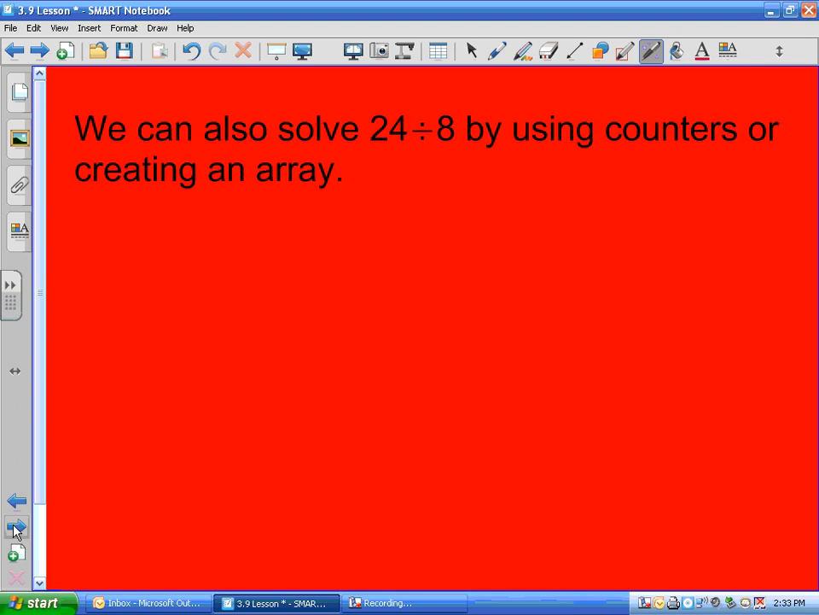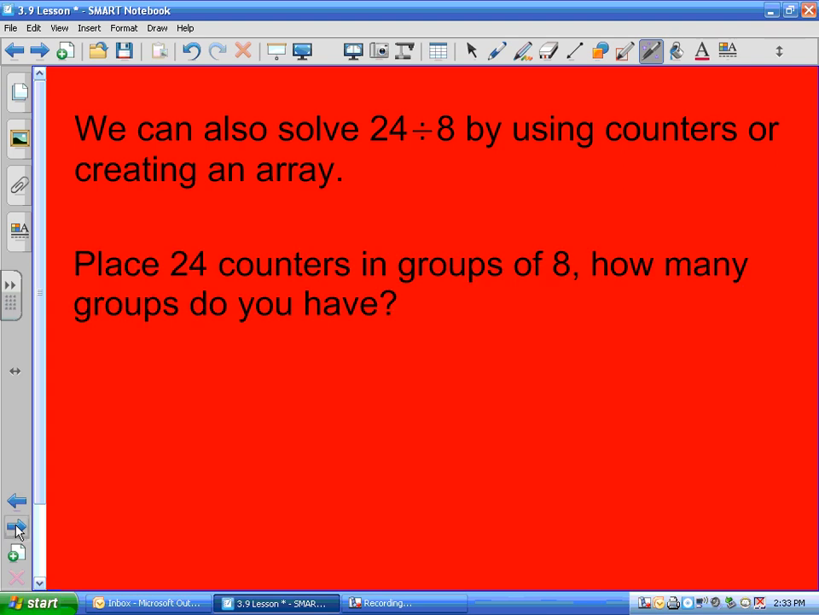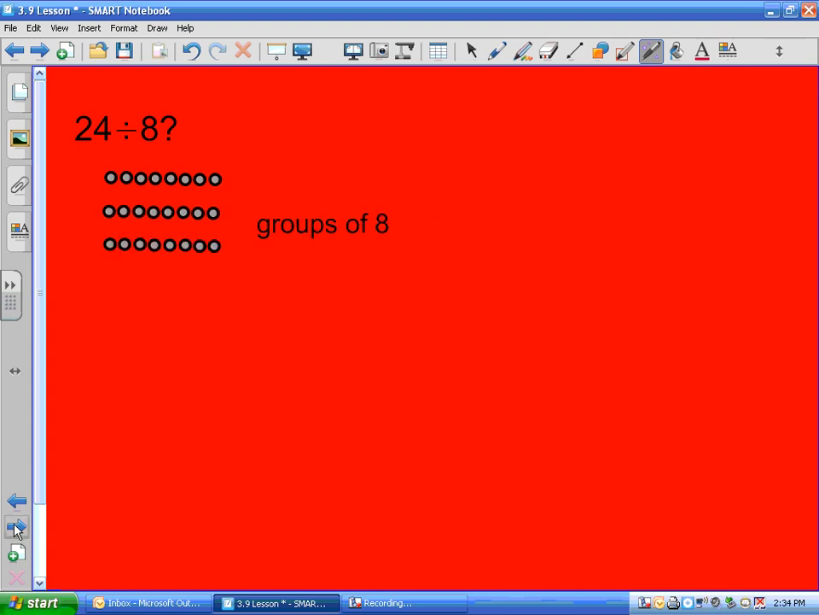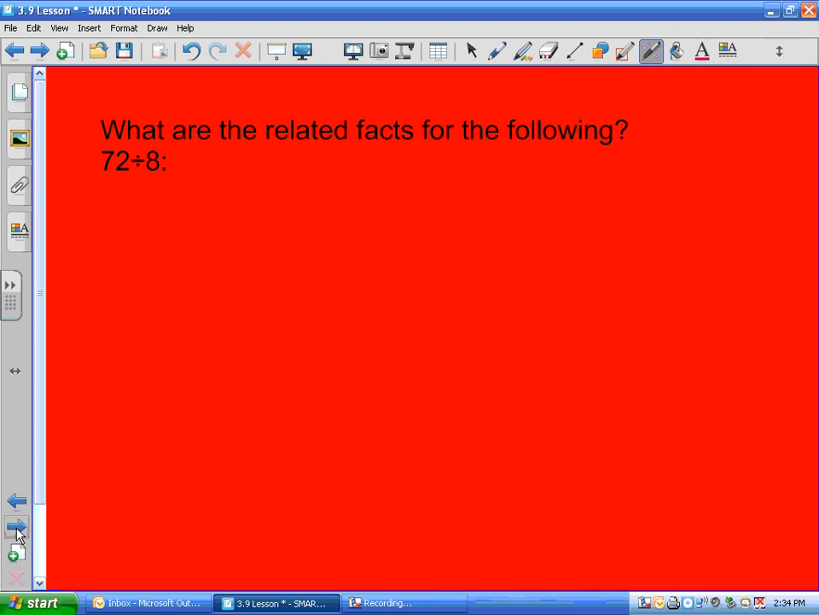We can also solve 24 divided by 8 by using counters or creating an array. So obviously, we have to have 24 counters. You can count them, but they're all there. And you put them in groups of what? 8. So you put them in groups of 8. And how many groups do we have, Tiana? 3. So this is another way of doing it. 24 in groups of 8 gives you 3 groups.